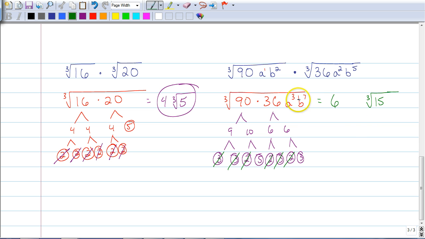So let's see. 3 goes into 3 one time, so we take out an a, with none remaining under the radical. 3 goes into 7 two times, with 1 remaining. So that 1 b would remain under the radical. And there's your answer. So hopefully you have a better understanding of how to simplify radicals.